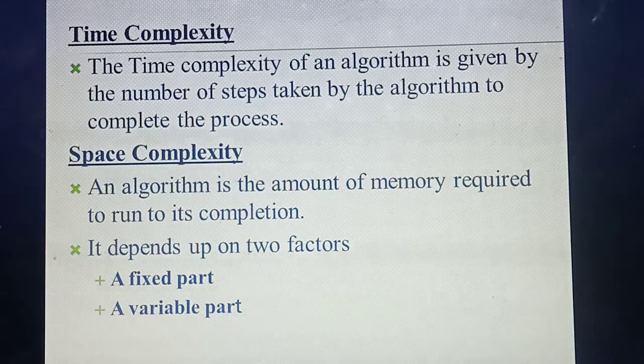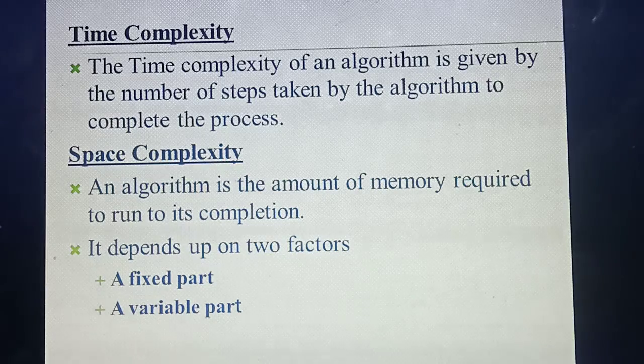What do you mean by space complexity? Already you have studied the space factor, isn't it? Space factor means how much memory is required to store particular things. In an algorithm, for the variables you are using, how much memory is required to store them in the memory. Based on the memory space, you determine the space complexity. This space complexity is determined by two factors. What are they? Fixed part and variable part.